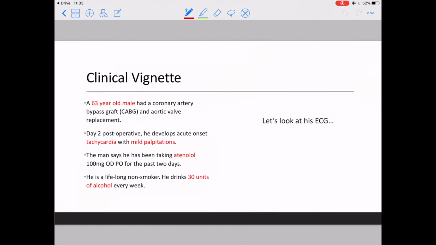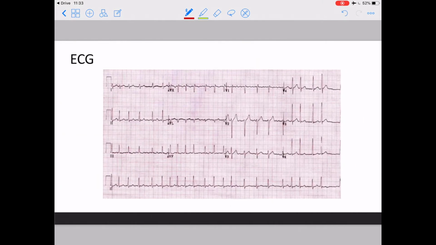Take a second here to pause the video and remind yourself of this week's clinical vignette. Now let's take a look at his ECG. We're going to use the 6-step method that we outlined in our ECG Basics video that you can find on our YouTube channel as well as our Facebook page.